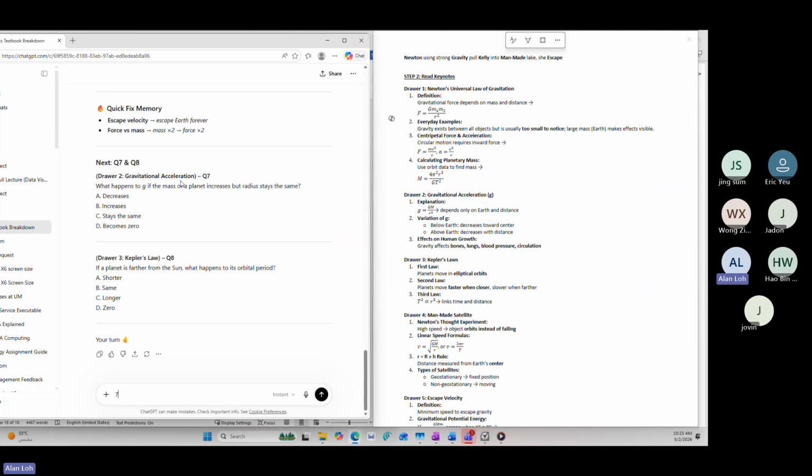All right, apart from that, let's continue with 7 and 8. Okay, 7 is gravitational acceleration. This is here. So use the right formula. Okay, Shen is typing.